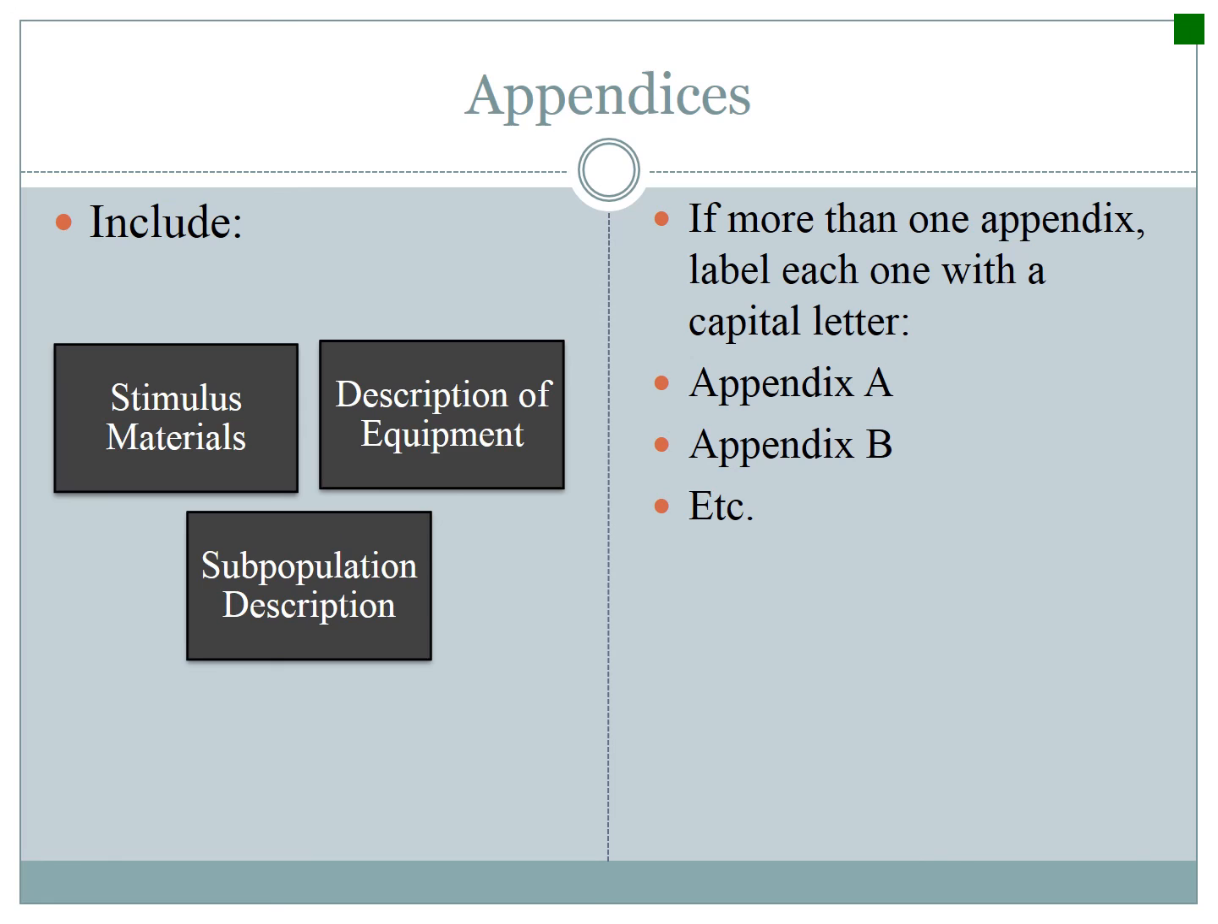What are appendices? Appendices include stimulus materials, description of equipment, subpopulation description. If you have more than one appendix, label each one with a capital letter, such as Appendix A, Appendix B, etc.